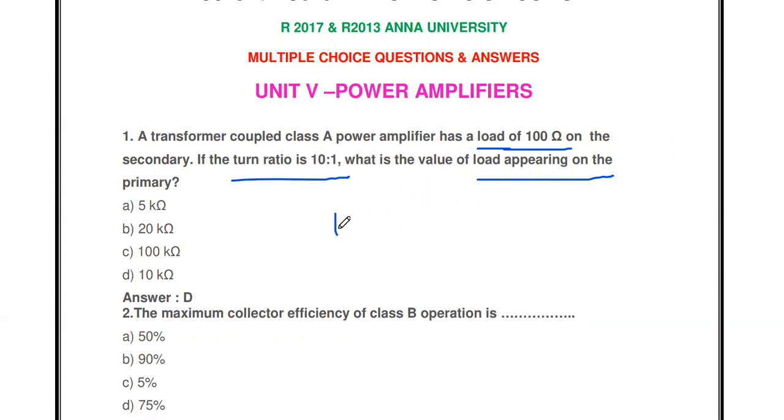The formula is the ratio of N2 divided by N1, where N2 is the number of turns in the secondary and N1 is the number of turns in the primary. So (N2 divided by N1) the whole squared, times the load RL. This is the formula to find the load appearing on the primary. Here it is 10 divided by 1, so 10 squared is 100. 100 times the load of 100 is 10 kilo ohm. So the answer is 10 kilo ohm.